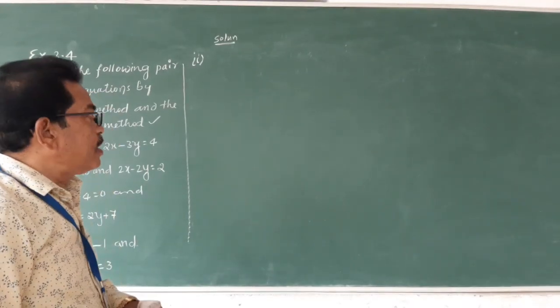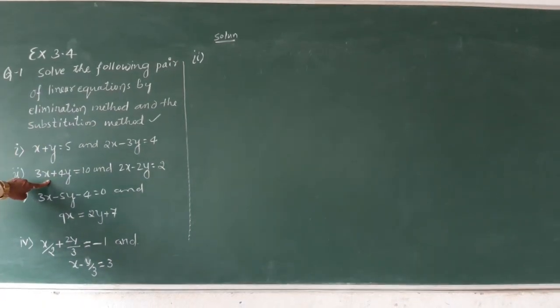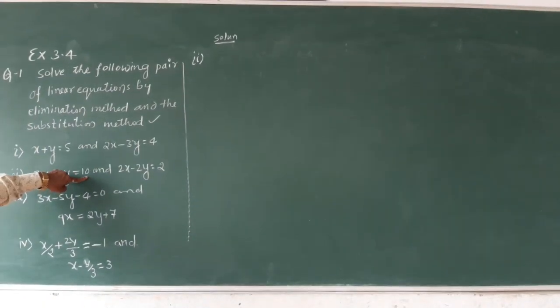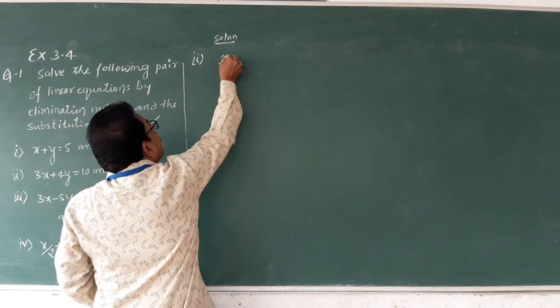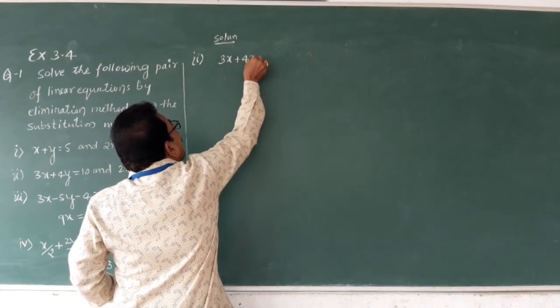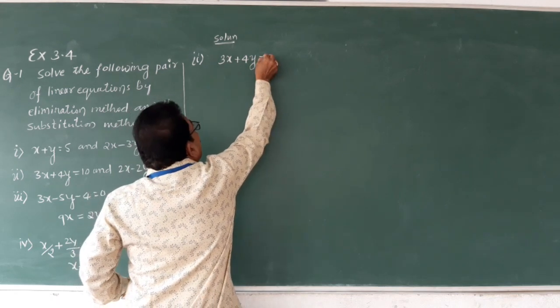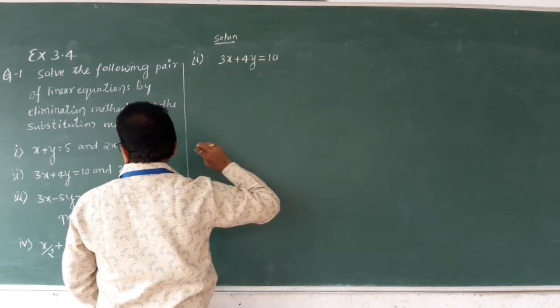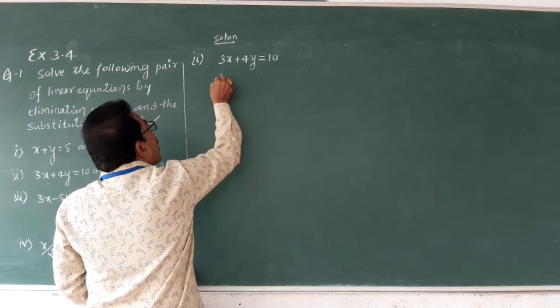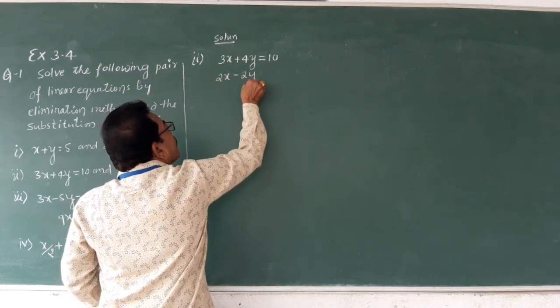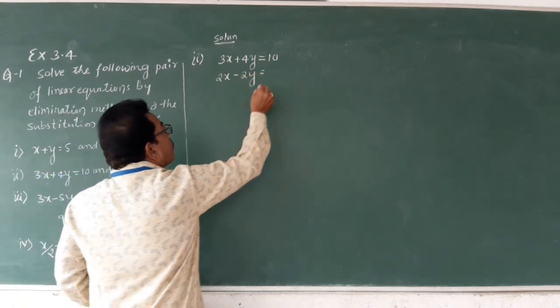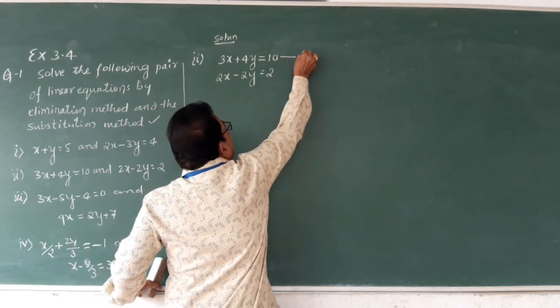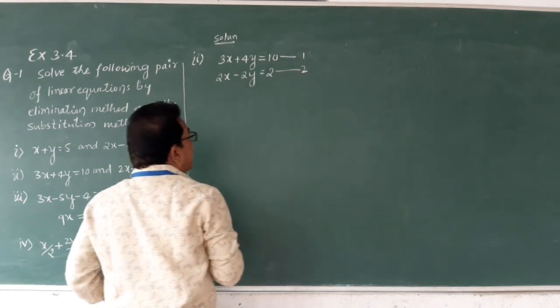See, now the second one. What is that? 3x plus 4y equals to 10 and 2x minus 2y equals to 2. Okay. Same procedure we have to use. 3x plus 4y equals to 10. Then 2x minus 2y equals to 2. This one is the first equation, this one is the second.